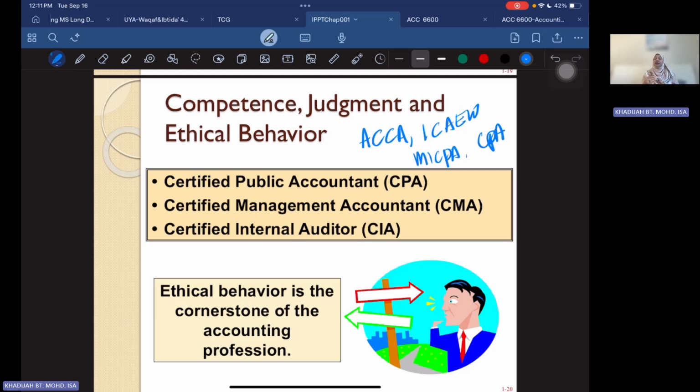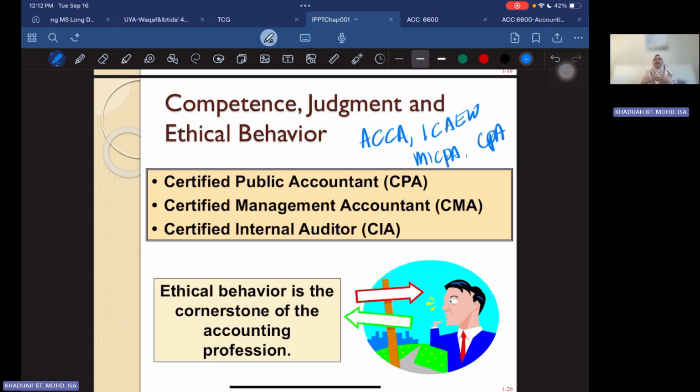Then you have to work for a minimum of 3 years in an accounting related sector, then only you become a certified public accountant, right? For example, in my case, I'm a certified accountant for the Malaysian Institute of Accountants, as well as a member of CPA Australia, right? And ethical behavior is the cornerstone of the accounting profession. Without ethics, all right, remember that these professional accountants, right, they are actually dealing with money, yeah.